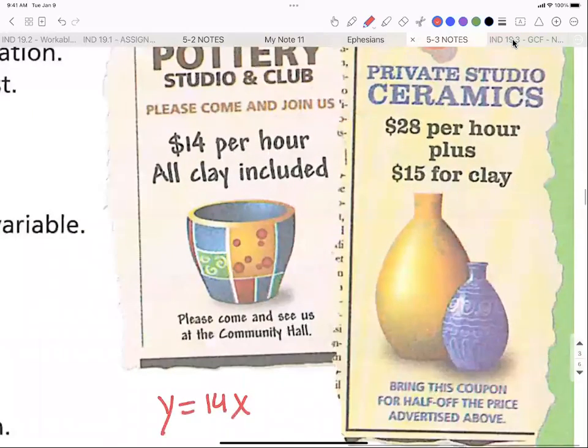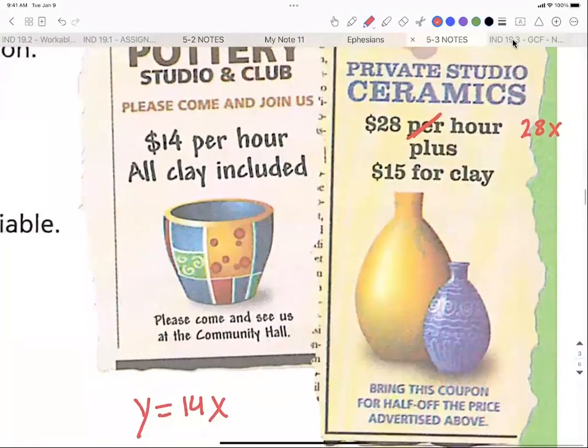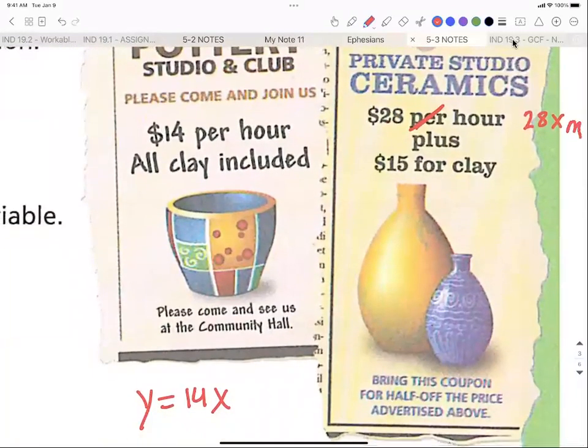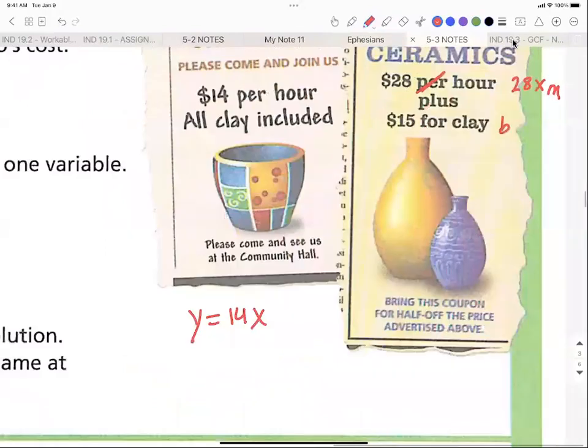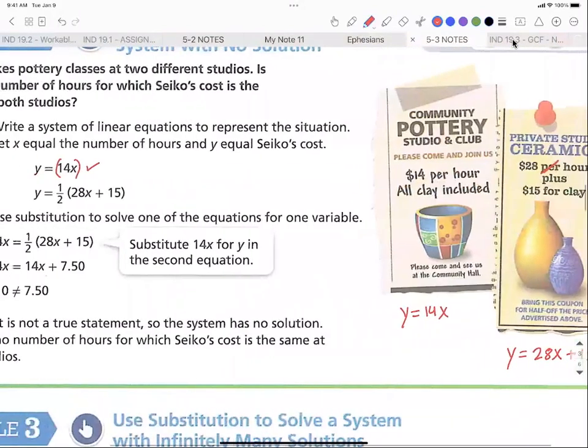And again, anytime you see two numbers, you have to ask yourself, what's the M, what's the B? Per hour, when you see that per, that's multiplication. So that means 28 per hour, or 28x. So that makes that the what? That's the slope. Good. And then $15 for the clay. Right off the bat, when you walk in the door, you're going to have to buy $15 in clay. That makes that the B. So the equation for that one is total cost equals $28 per hour plus the cost of clay. Okay. So those are the two equations we need.